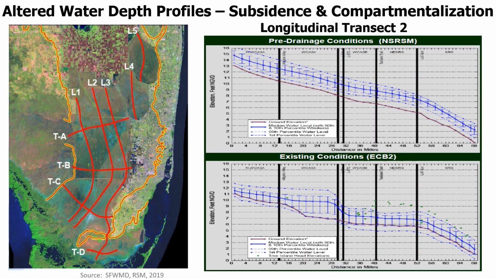This figure compares the pre-drainage and current water depth estimates along a longitudinal profile down the center of the Everglades. The pre-drainage NSRSM water level profile remains parallel to the ground surface, and water levels remain above the ground surface, supporting peat accretion. By contrast, the current condition with reduced surface water flows into the Everglades results in lower water depths that drop below the ground surface, resulting in peat subsidence in areas where water levels are substantially lower.